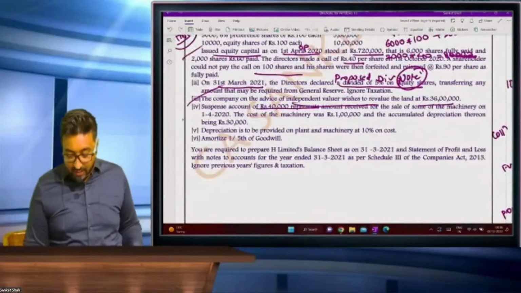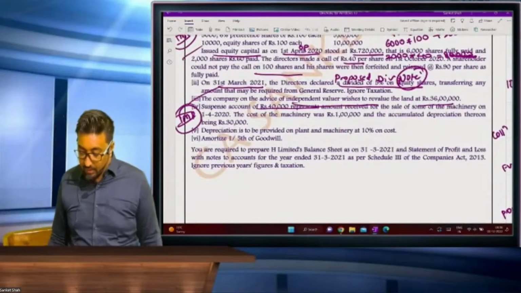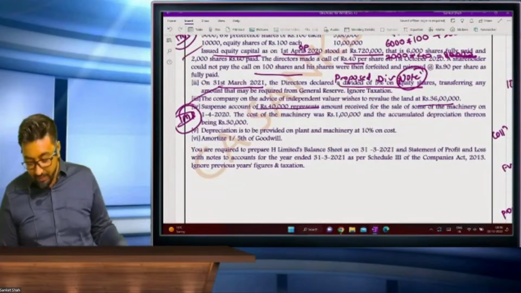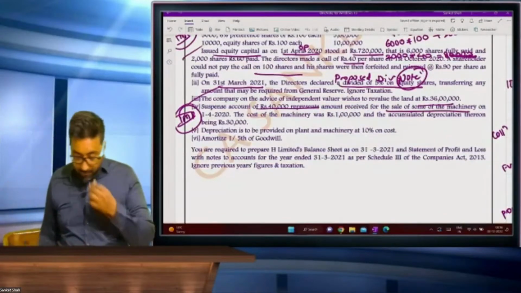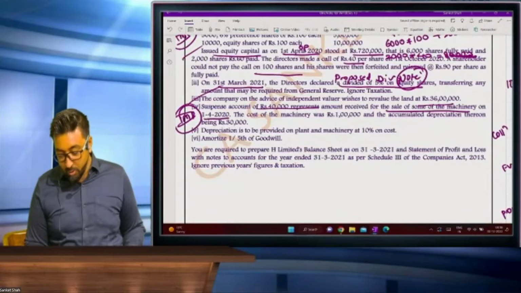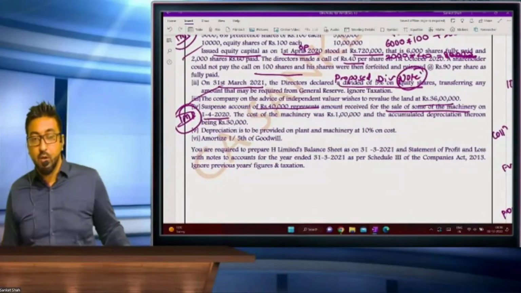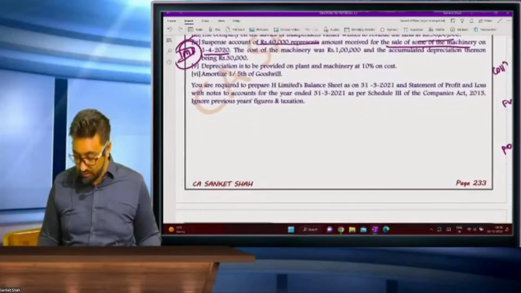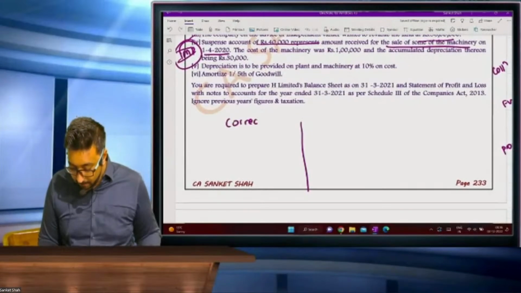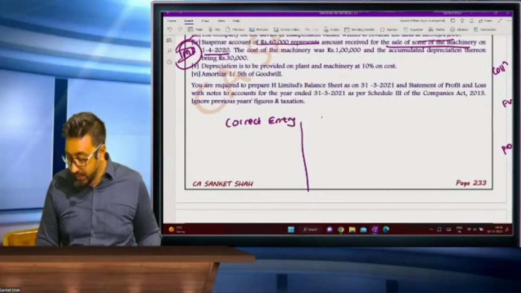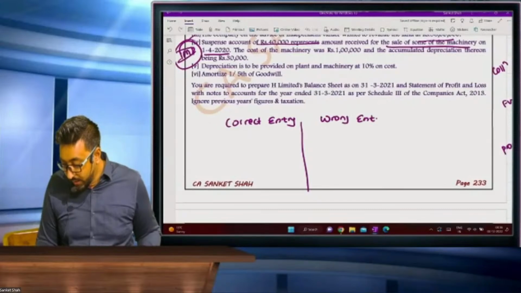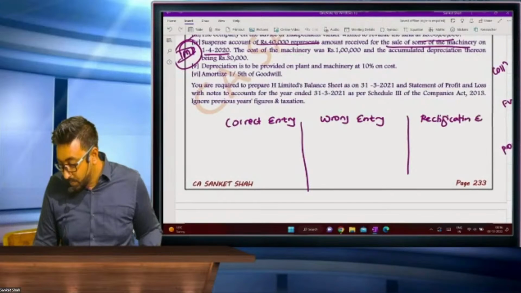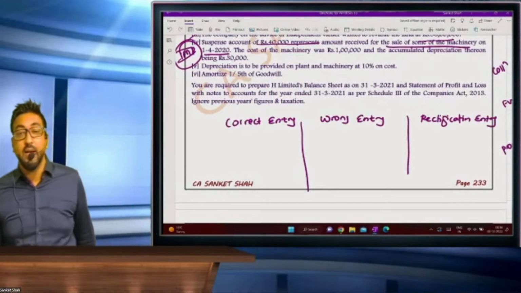Suspense account 40,000. Now this is again an IMP adjustment. Suspense account 40,000 represents amount received from sale of machinery on 1/4/2020. The cost of the machinery is 1 lakh and accumulated depreciation is 30,000. So what is the correct entry? Try to understand. Correct entry, wrong entry, rectification entry.